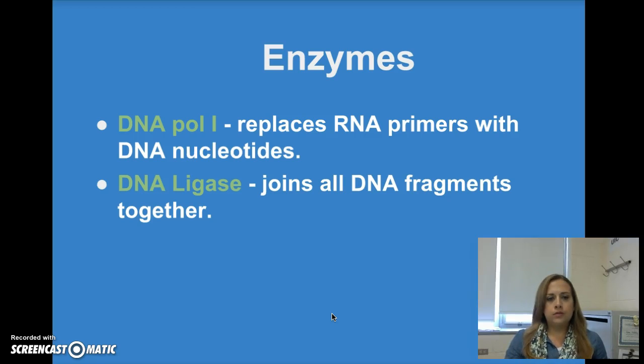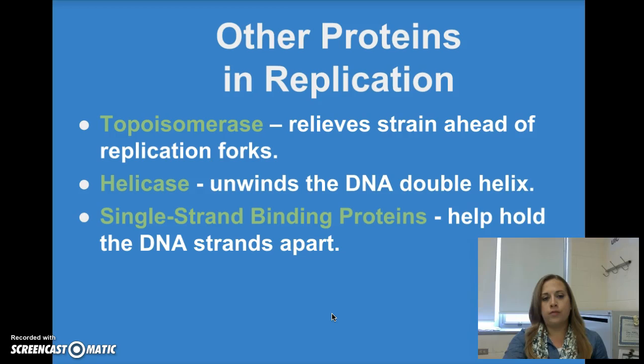So the enzymes that are involved in this are DNA polymerase I, and DNA polymerase I replaces the RNA primers with DNA, and then you have DNA ligase, and what that's going to do is join all of these DNA fragments together, so it's just one continuous strand made from all of these separate smaller fragments.